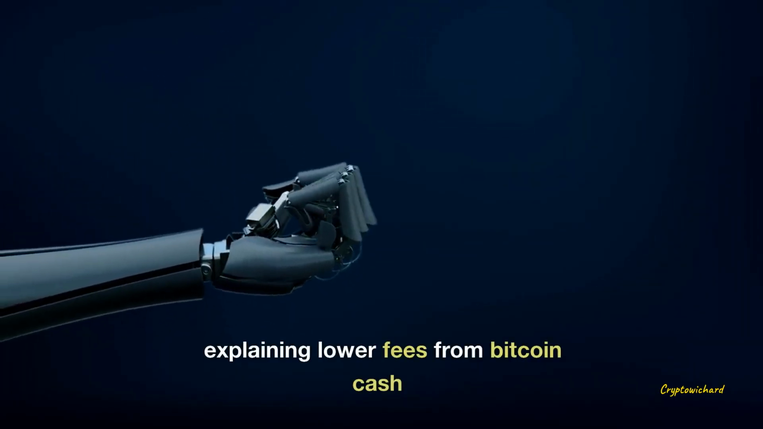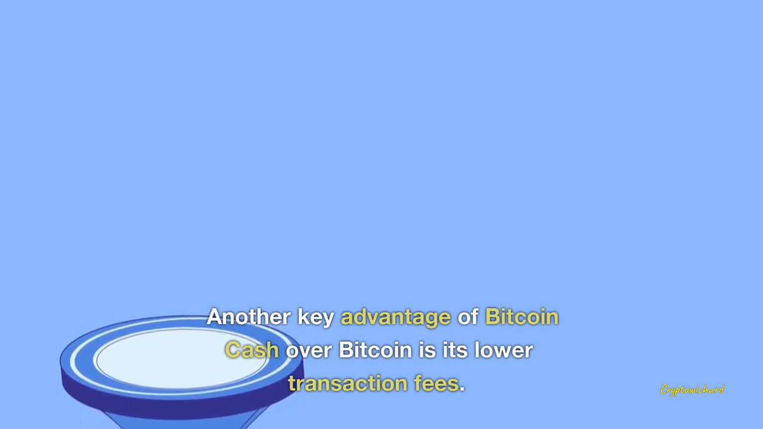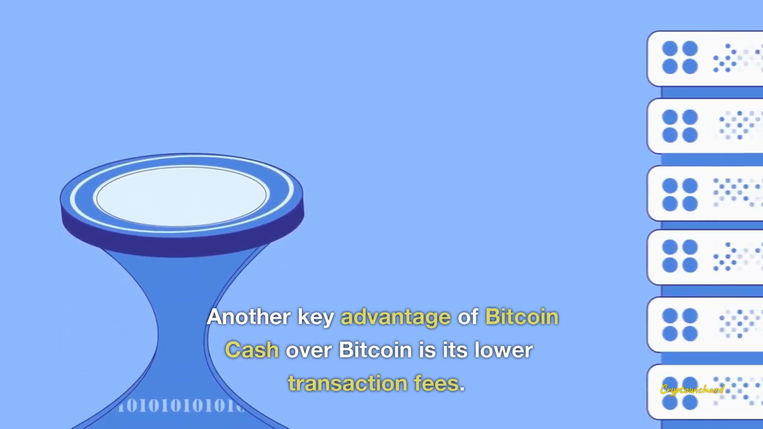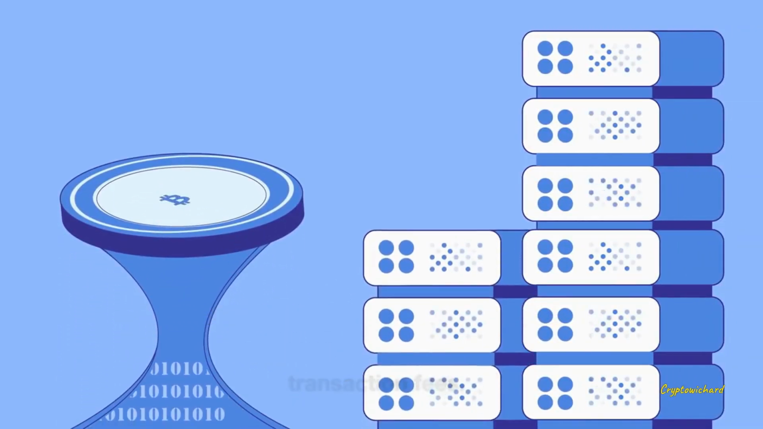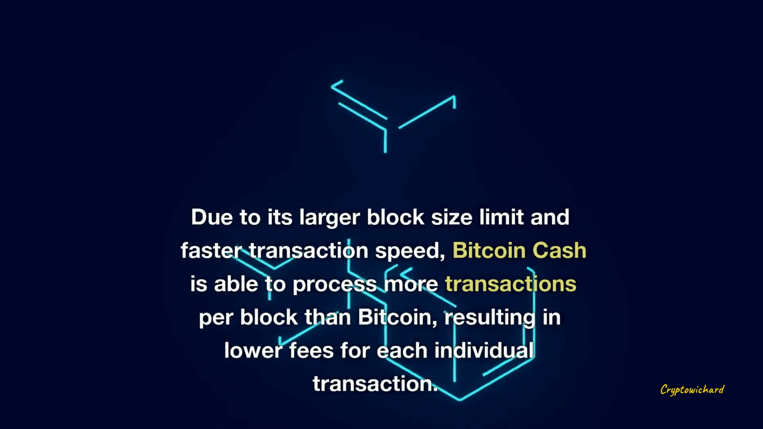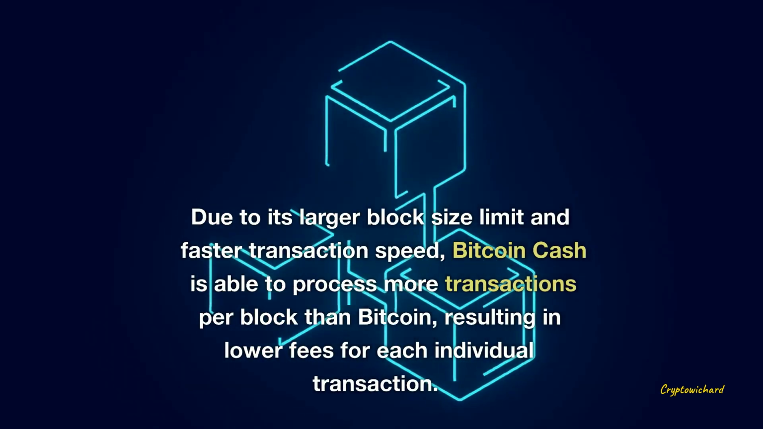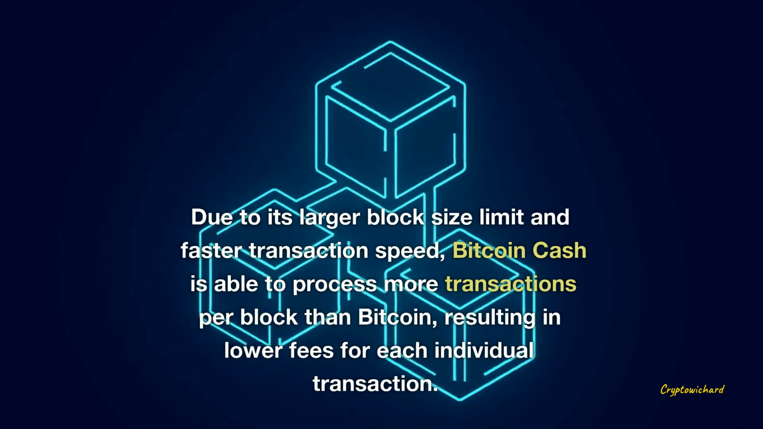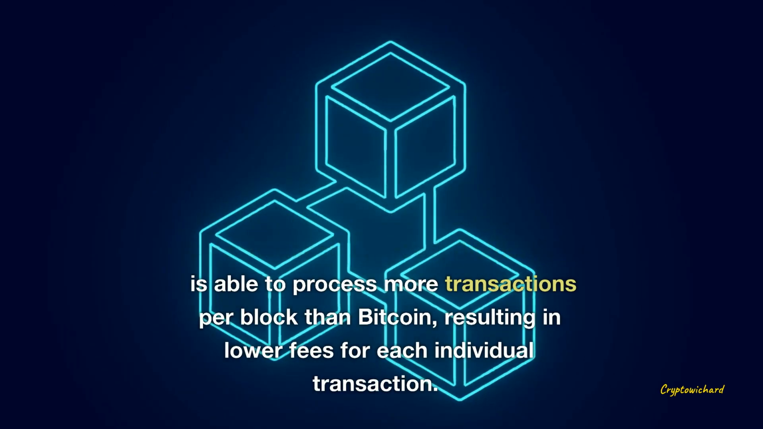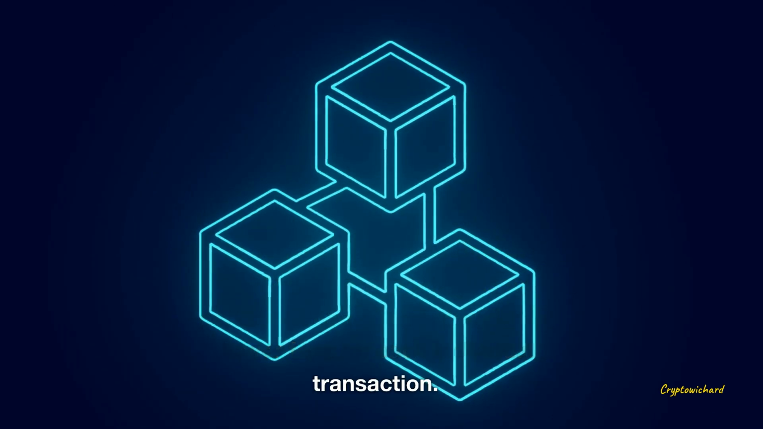Explaining lower fees from Bitcoin Cash. Another key advantage of Bitcoin Cash over Bitcoin is its lower transaction fees. Due to its larger block size limit and faster transaction speed, Bitcoin Cash is able to process more transactions per block than Bitcoin, resulting in lower fees for each individual transaction.